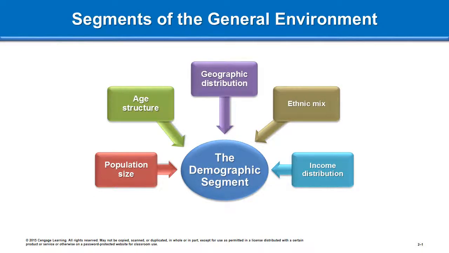Learning objective number 4. Name and describe the general environment's 7 segments. As outlined in Table 2.1, the general environment consists of 7 segments: demographic, economic, political/legal, social-cultural, global, technological, and the physical environment.